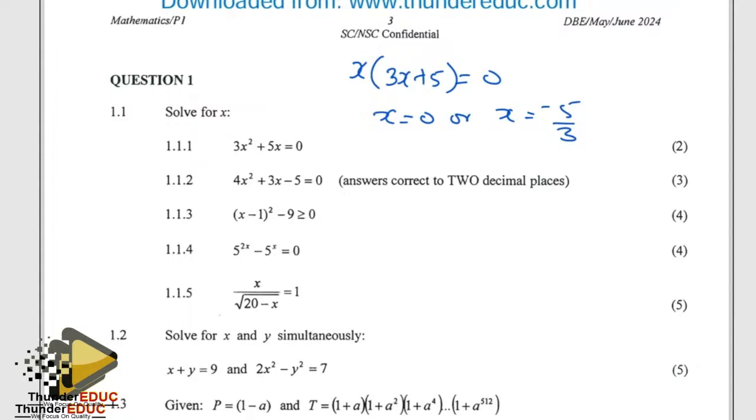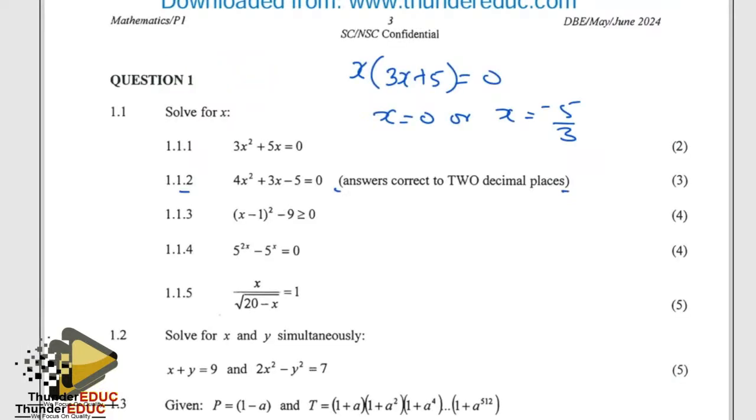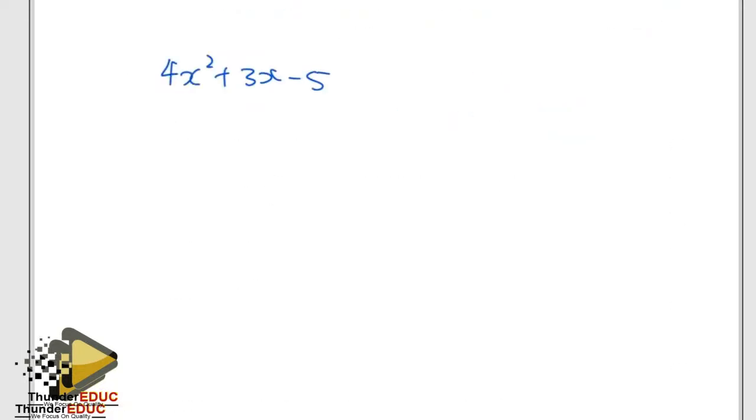And then 1.1.2, we're being told that 4x squared plus 3x minus 5 is 0. Now remember I said for as long as we see this bracket there of 2 decimals, which means we have to use the quadratic formula. Okay, so I'll just do this on the other page. So we have 4x squared plus 3x minus 5 is equal to 0. So our a is 4, our b is 3, and our c is -5.